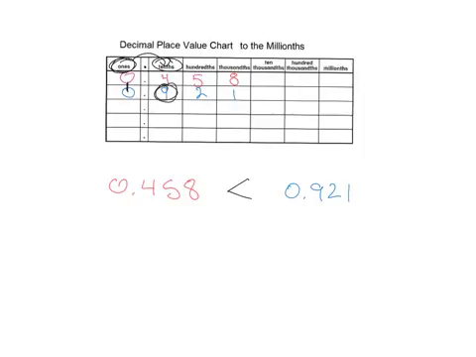Now the last way of doing this is you just do the same thing you did in your place value chart, but you don't make a place value table. You start on the far left. In this case, we'll start with the ones. They're both zeros, so they're tied. So we move to the next largest place value, the 4 and the 9. Clearly the 9 is greater than the 4, so the 9 wins. So 921 thousandths is greater than 458 thousandths.